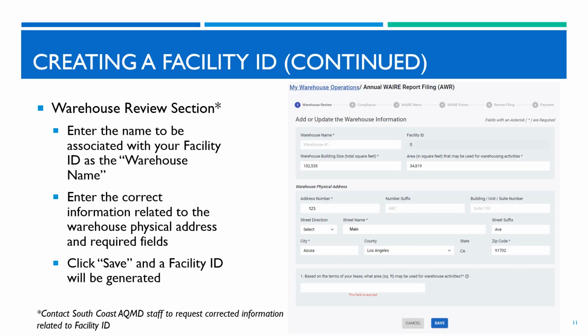In the first screen of the warehouse review section, confirm the information related to your role at the warehouse location. In the warehouse name, enter the name to be associated with the facility ID generated for this warehouse location. Enter the correct information related to the warehouse's physical address and any other required information. Once you select Save, a facility ID will be created. If you're unable to update the information related to the warehouse location, contact South Coast AQMD staff for assistance.